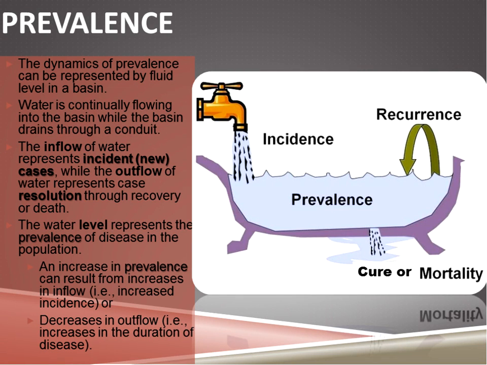So for example, the prevalence of HIV in our society today is about the same as it was in 1985. In 1985, you had a huge influx. You had a large incident rate of HIV being diagnosed. And so our prevalence rates went up.